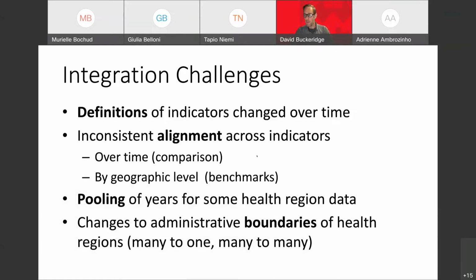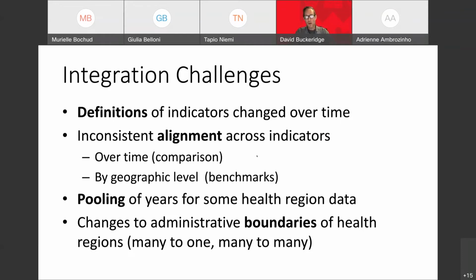In some areas, indicators were pooled over multiple years, potentially as a concern about re-identification risk, but still making it difficult to combine a 3-year indicator with a 1-year indicator. And there were multiple changes to administrative boundaries, with health regions disappearing, splitting, and so on.